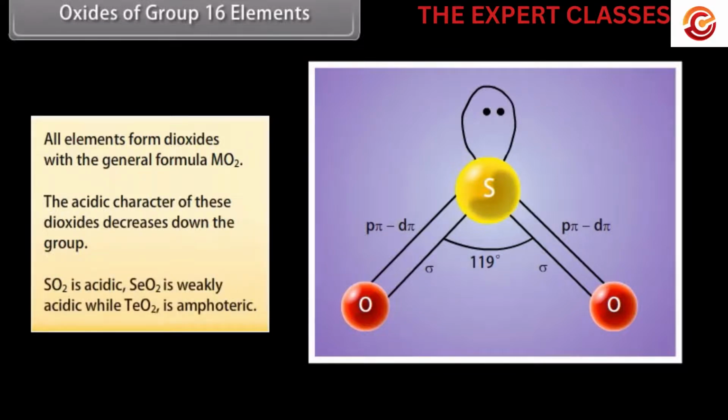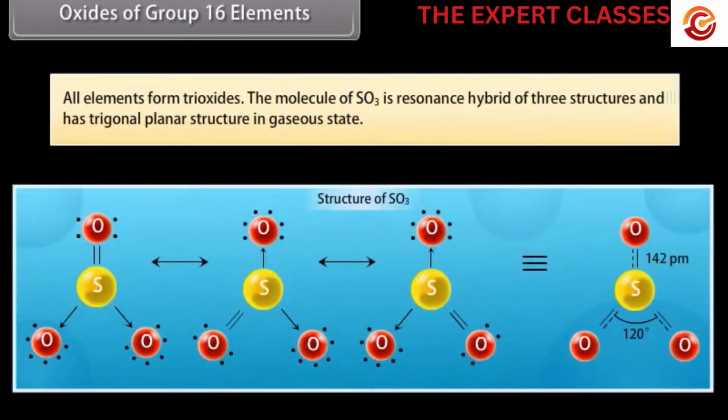SO2 is acidic, SeO2 is weakly acidic, while TeO2 is amphoteric. All elements form trioxides. The molecule of SO3 is a resonance hybrid of these structures and has a trigonal planar structure in the gaseous state.